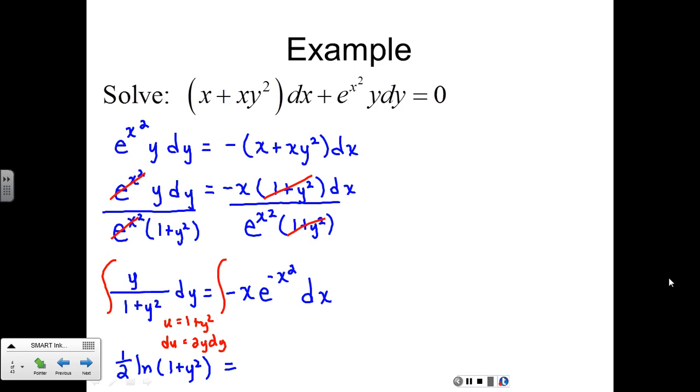Why do I not have to do the negative 1/2? You already had that on that side. You already had your negative over there. So that's going to equal positive 1/2. What was the antiderivative of e to the u? E to the u. So e to the negative x squared plus c. Okay.